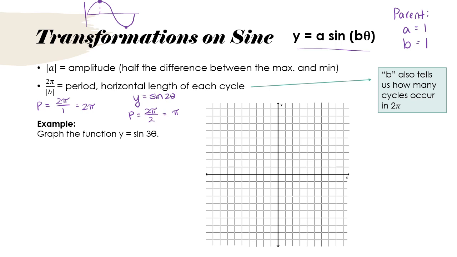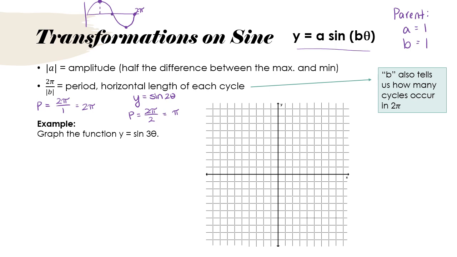So I maybe want to just quickly compare what that might look like. So back up at this rough sketch of my parent function, we'll say that this is 2 pi. Can I erase that? There we go.